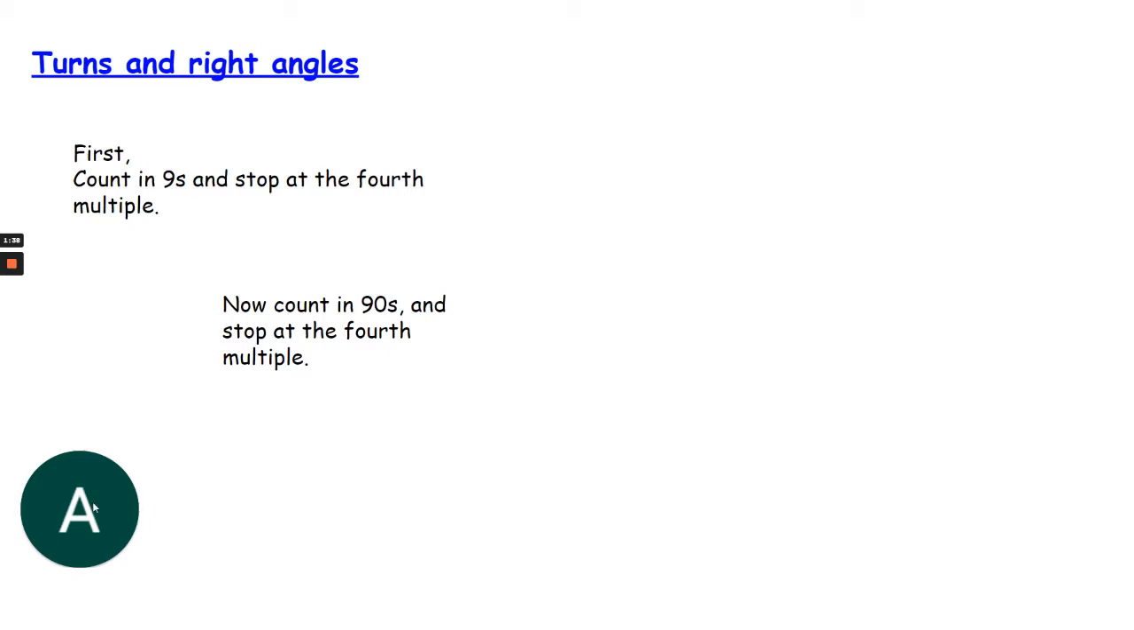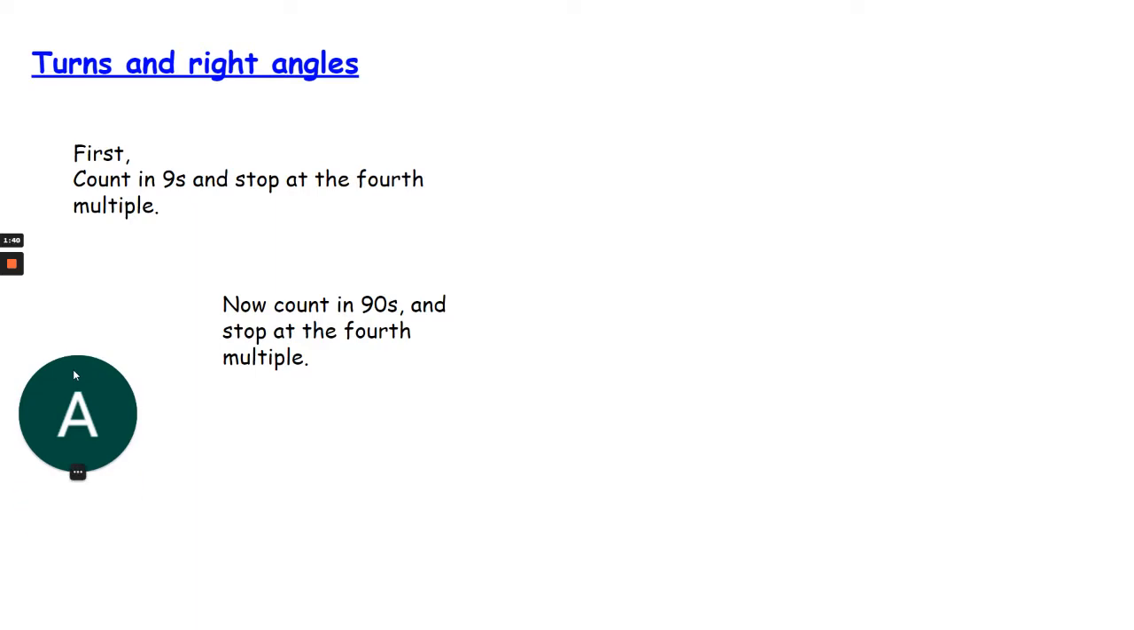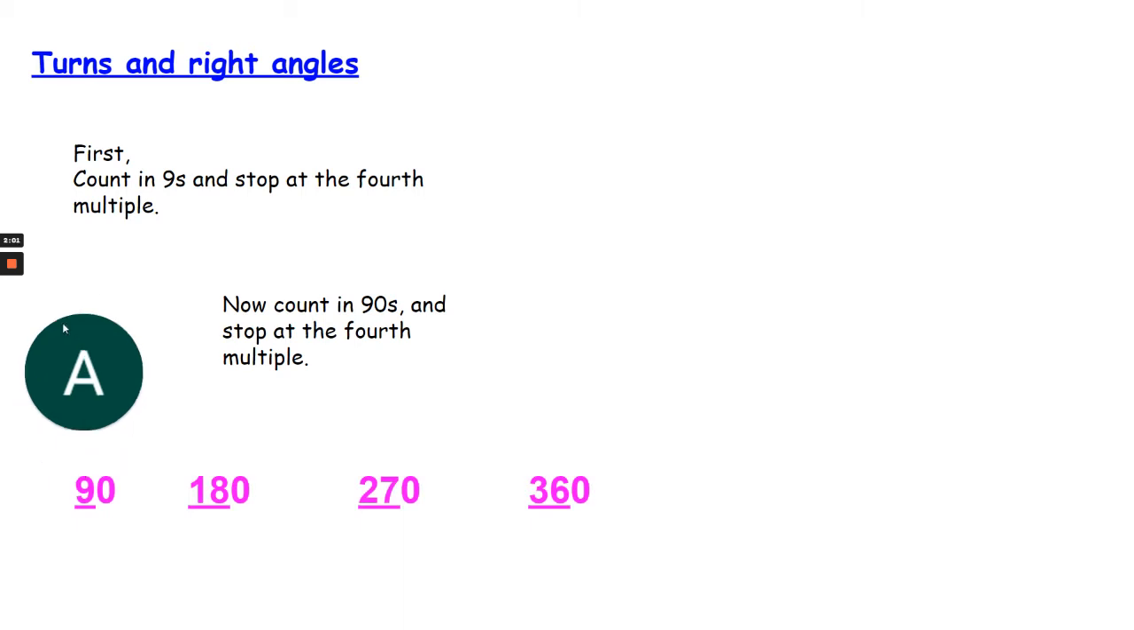So when you count in 90s, you should have this next set of numbers because you relate it to your nines, but you are counting 10 times more. A lot of people say just add a 0, but we know that it's 10 times more. 10 times 9 is 90. So the numbers you should have in your book are 90, 180, 270 and 360. I'm wondering if anybody knows why we have stopped at the fourth multiple.